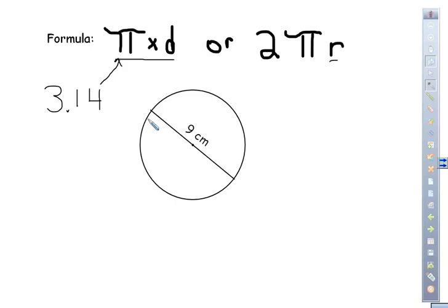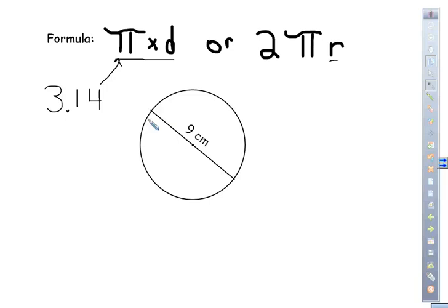However, if you do, you're going to get a different answer. So I'm going to request from everyone to use the 3.14 so that we're all on the same page, because not everyone has the pi button on their calculator. So you're always going to use 3.14 so that we can compare answers. It just makes it a little easier.